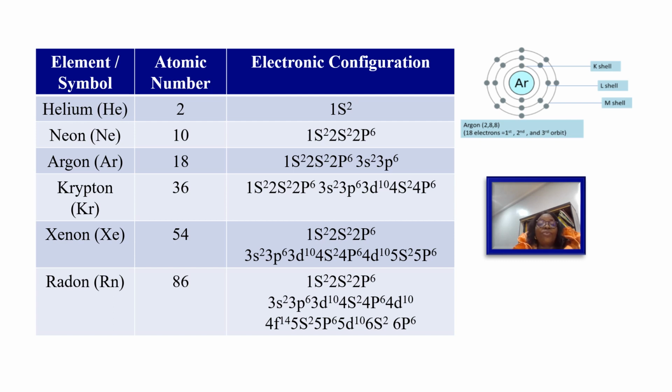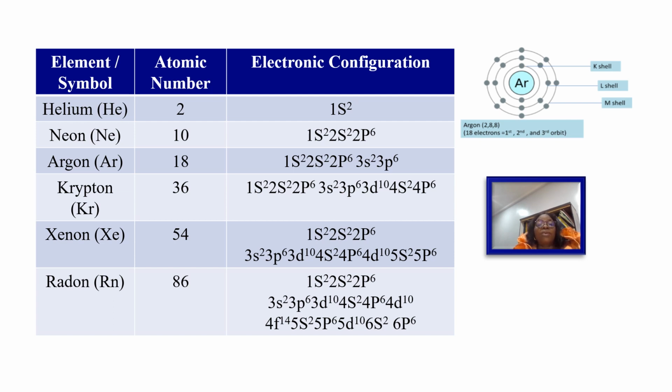The electronic configuration of the noble gases. We have the element and symbol, atomic number, and electronic configuration. We have helium with symbol He, atomic number 2, electronic configuration 1s2. Neon, symbol Ne, atomic number 10, electronic configuration 1s2, 2s2, 2p6. The third is argon, symbol Ar, atomic number 18, electronic configuration 1s2, 2s2, 2p6, 3s2, 3p6.